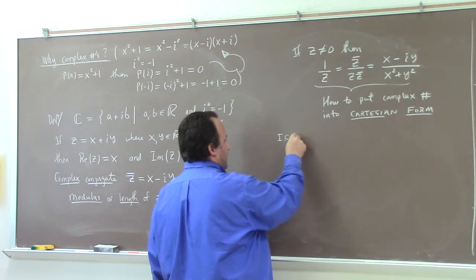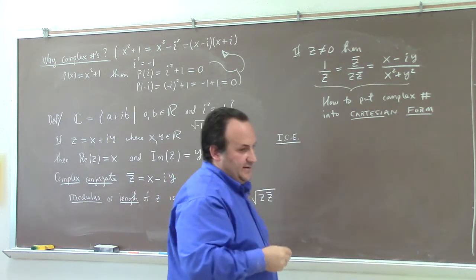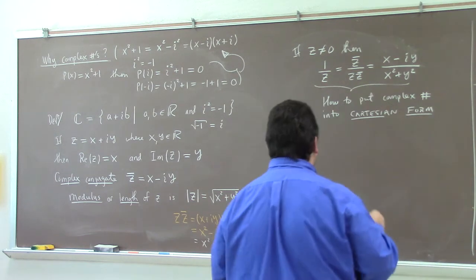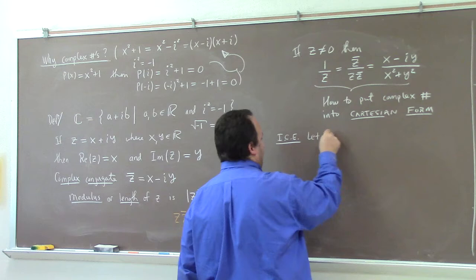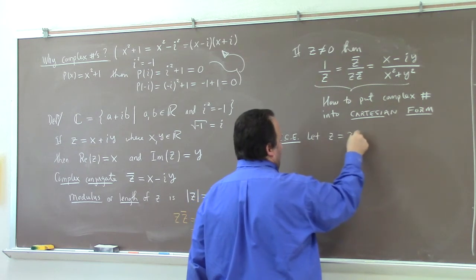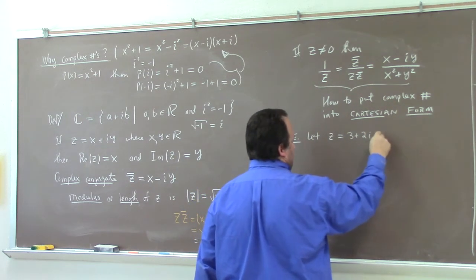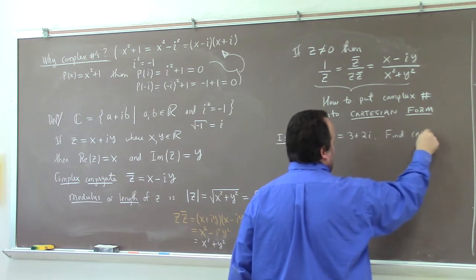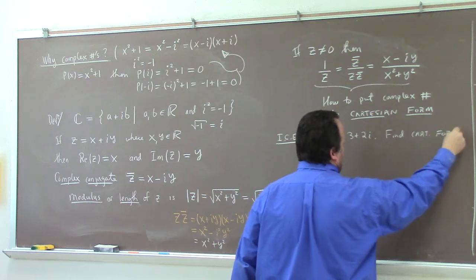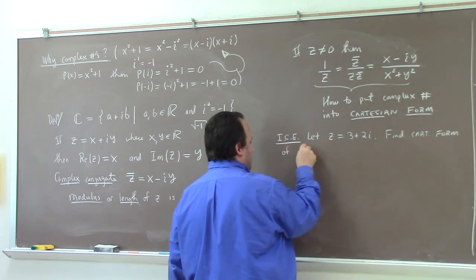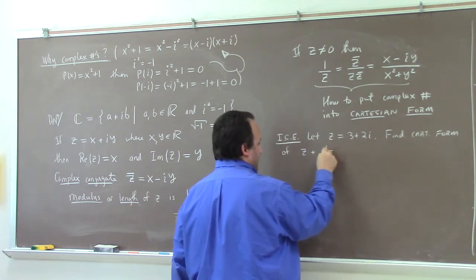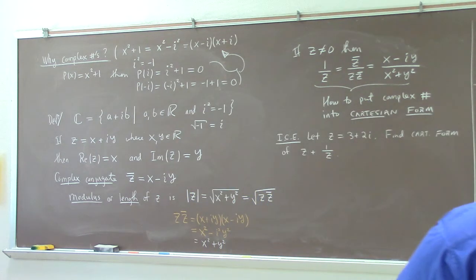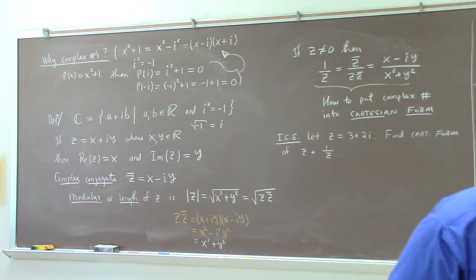So let's test our mettle here against an example. Let z equal 3 plus 2i. And then the question is to find the Cartesian form of z plus 1 over z, I think is what I wrote there. Oh, excuse me, 1 over z plus iz.